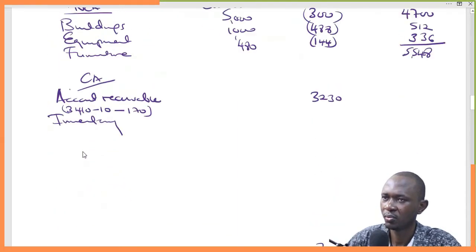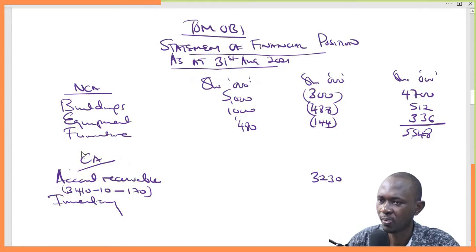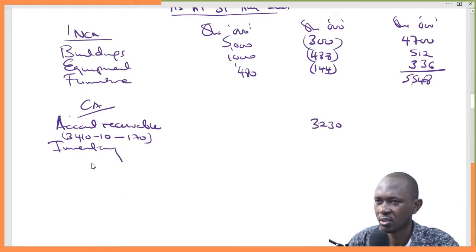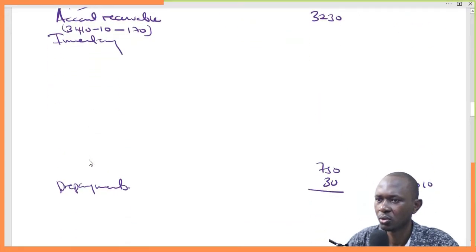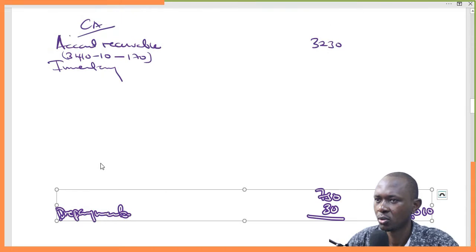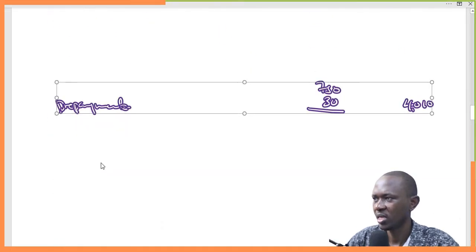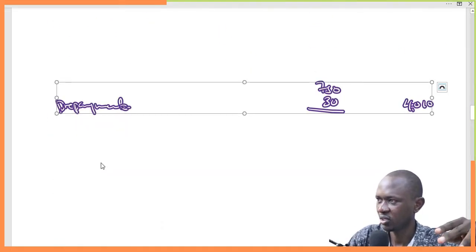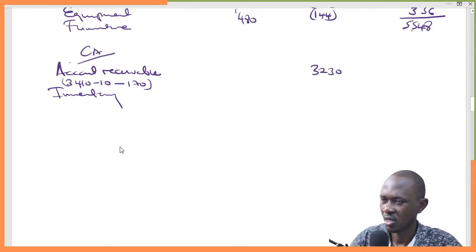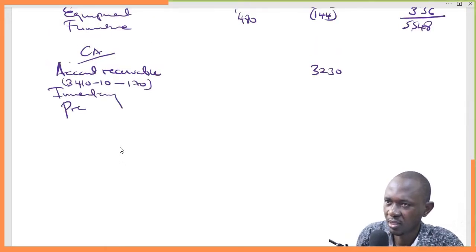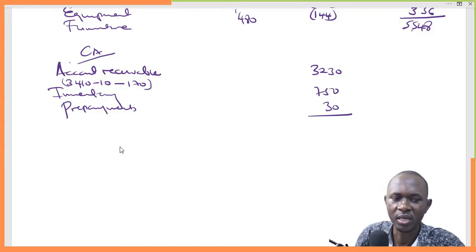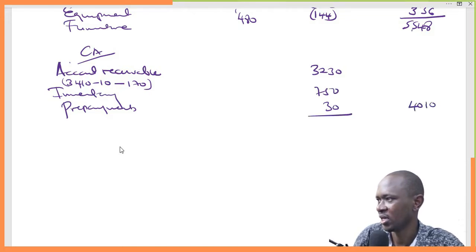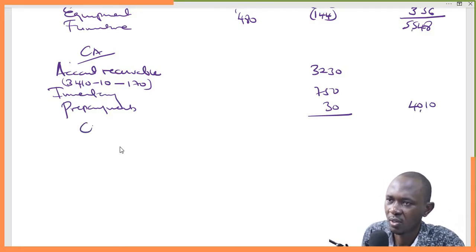Sorry for that. These figures are not sticking to where they're supposed to. So let me just delete this and write afresh. Let me just undo that. So we've said prepayments, how much? Prepayments was 30 and inventory was 750. Then we got 4010. Good. Then we go now to current liabilities.